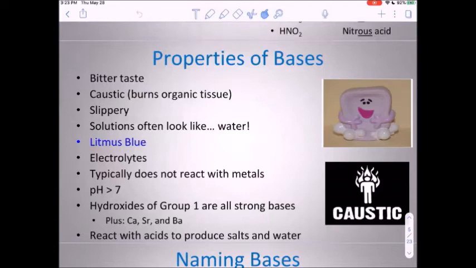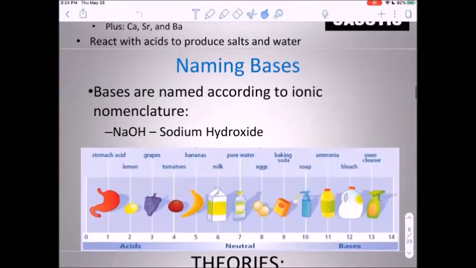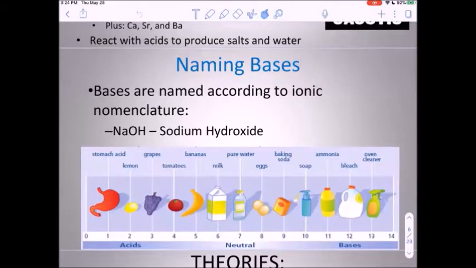And calcium, strontium, and barium as well from that second group. These will also react with acids, producing salt and water. And when I say salt, I do not mean salt like your table salt. I mean salt in the chemical sense, meaning I have a metal and a non-metal bonded together. So it's a base, salt, and water.